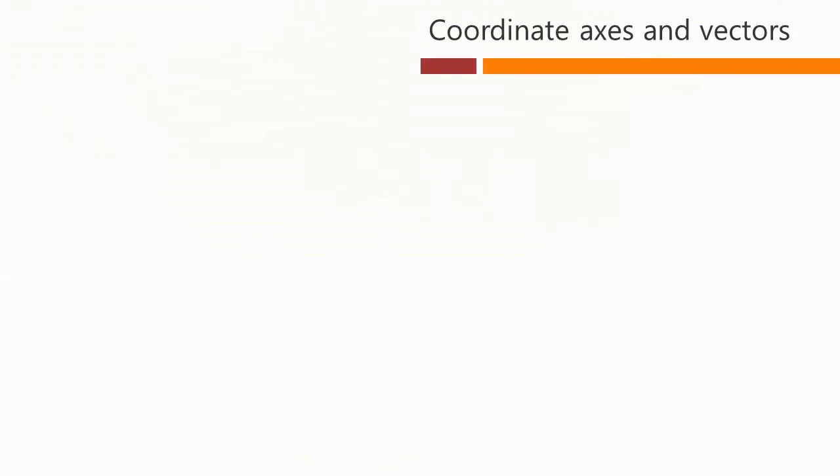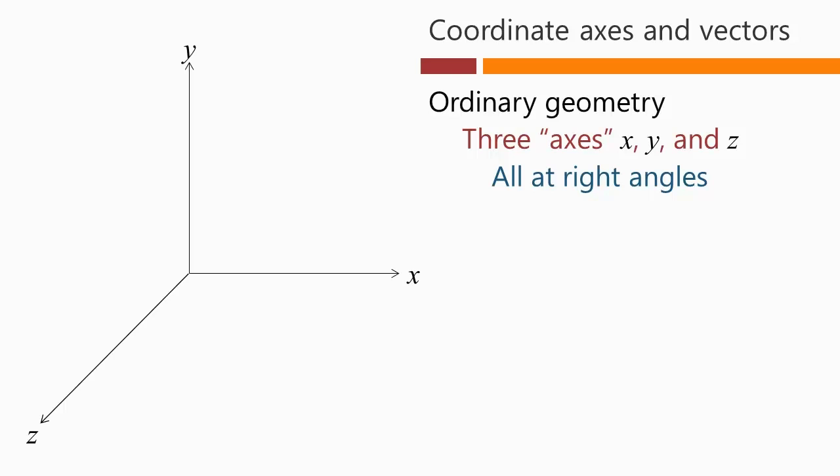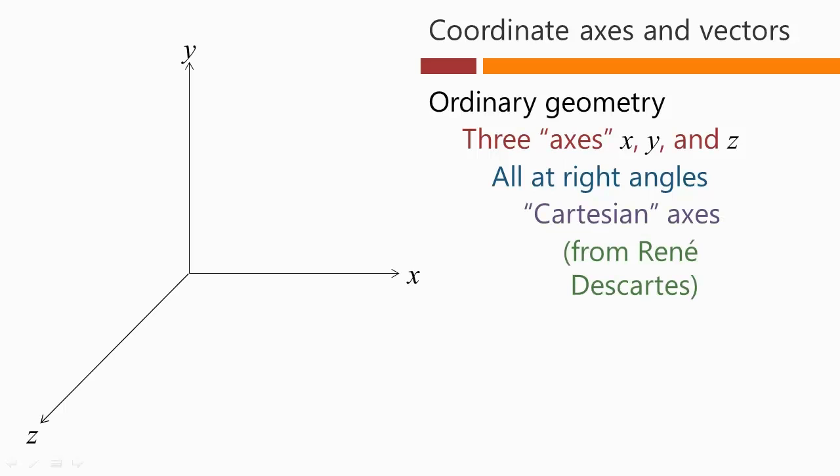To start our discussion here, we're going to have to talk about coordinate axes. In ordinary geometry, we have three axes, x, y, and z. So here's the x, here's the y, and here's the z, all at right angles to one another. These are typically called Cartesian axes from the French philosopher René Descartes.